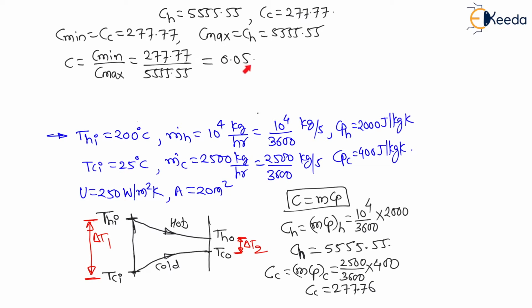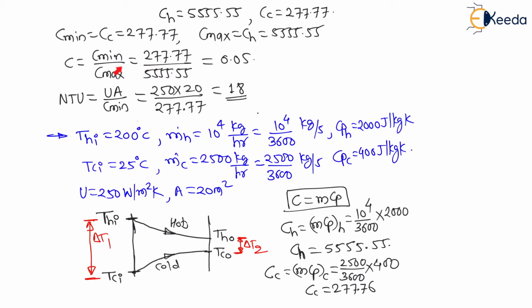Now once you calculate this capacity rate ratio, let us calculate number of transfer units, that is NTU. Now here number of transfer units NTU is nothing but UA divided by C minimum, right? That is MCP minimum, right? Now here therefore is equal to, here U is overall heat transfer coefficient, area A is given, therefore it is equal to, I can write 250 into area is 20 divided by C minimum is 277.77. Then I will get number of transfer units is equal to 18, right?